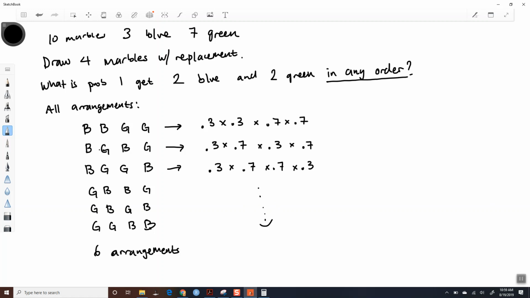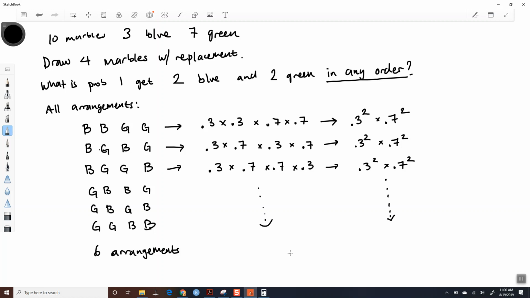All of these simplify to 0.3 squared times 0.7 squared. This is because multiplication is not affected by the order of terms. Commutative, I believe, is the property there. They all end up being 0.3 squared times 0.7 squared, and this would be the same for all 6.